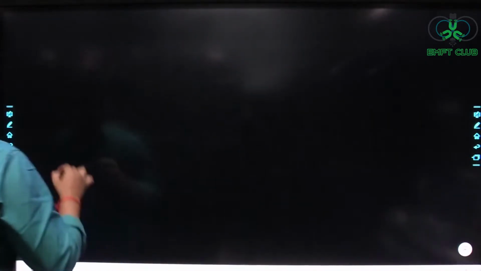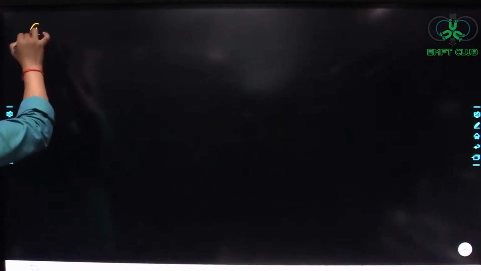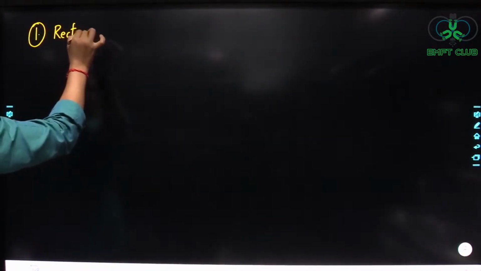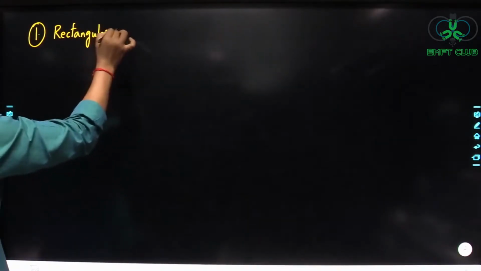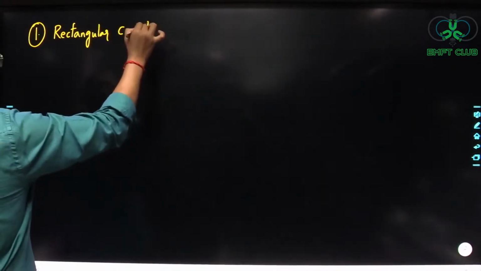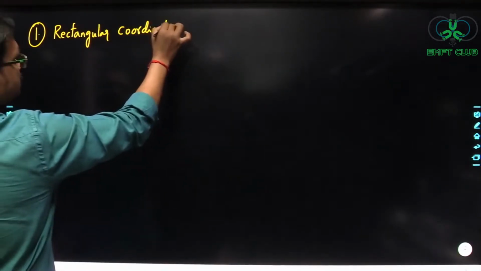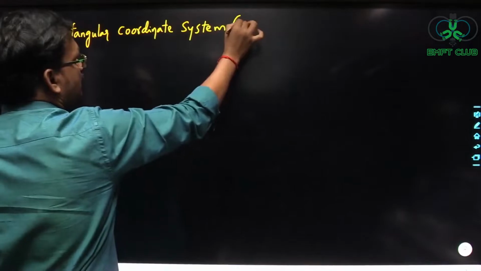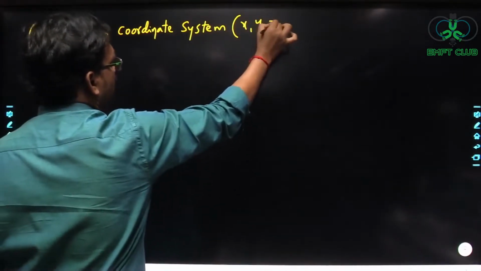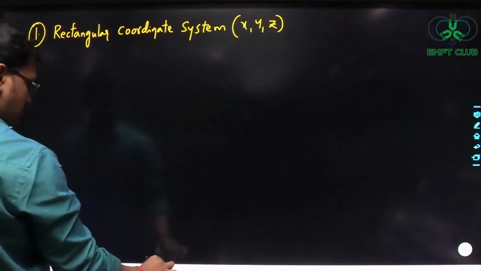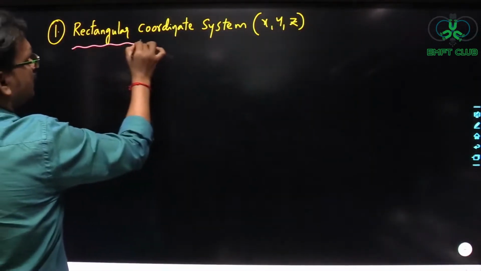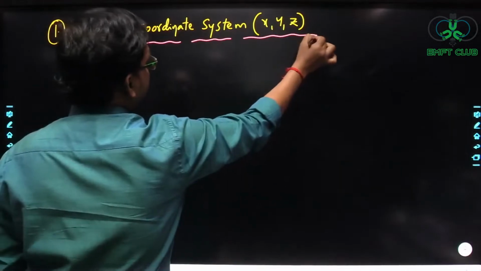So next we will start with the rectangular coordinate system. We can call it the rectangular coordinate system or Cartesian coordinate system. The coordinates are nothing but x, y, z.